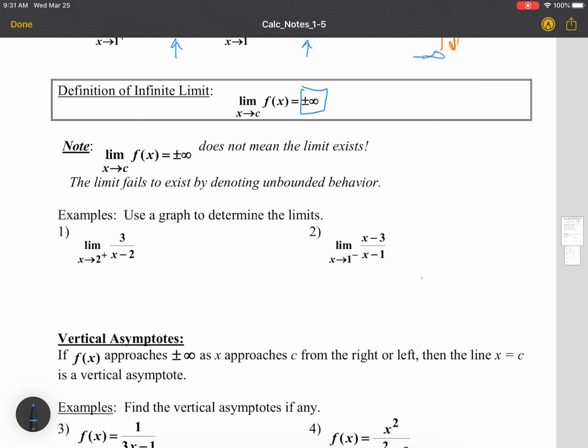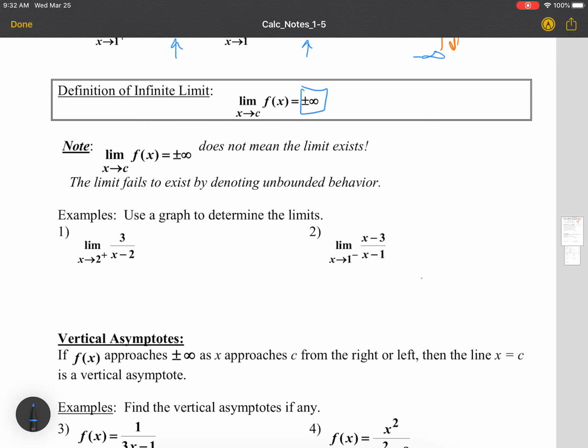So, going down, a quick note. The limit as x goes to c of f of x equals positive or negative infinity does not mean the limit exists. Just because we say that's the limit, it does not mean the limit exists. It's the step before the step, if that makes sense. We're identifying a subcategory of it not existing. Why does it not exist? Because it goes to infinity or negative infinity. So we're still going to show that step, show that it goes to one of the infinities, and then denote that it does not exist.